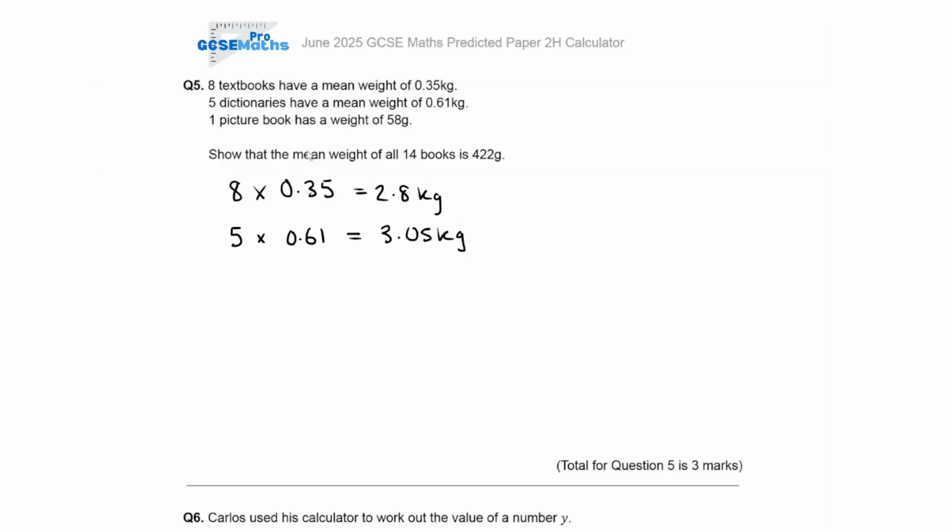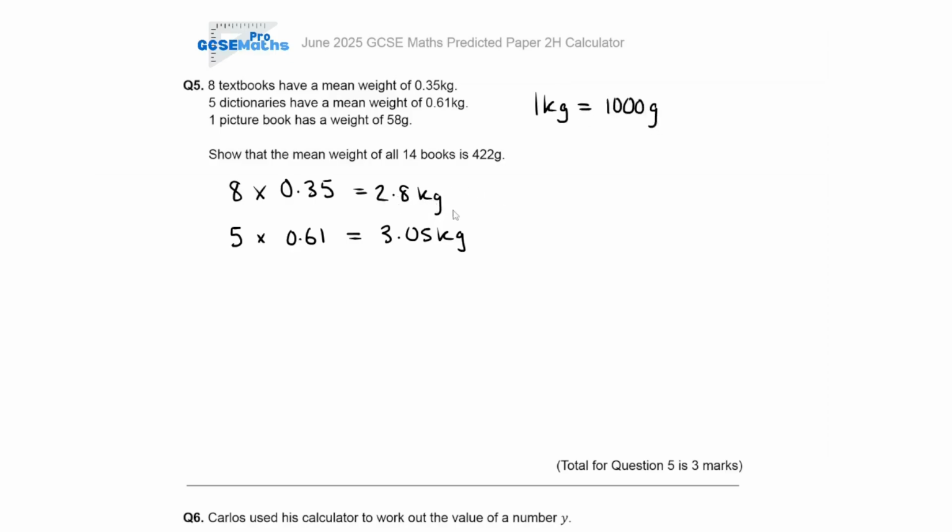And lastly, obviously it's only 1 picture book, so I don't need to work that out. That is just 58 grams. Now you can obviously see there's a difference. We've got some in kilos, some in grams, and our final answer is in grams. So you can convert it either way. Again, another conversion we need to know is 1 kilo is 1,000 grams.